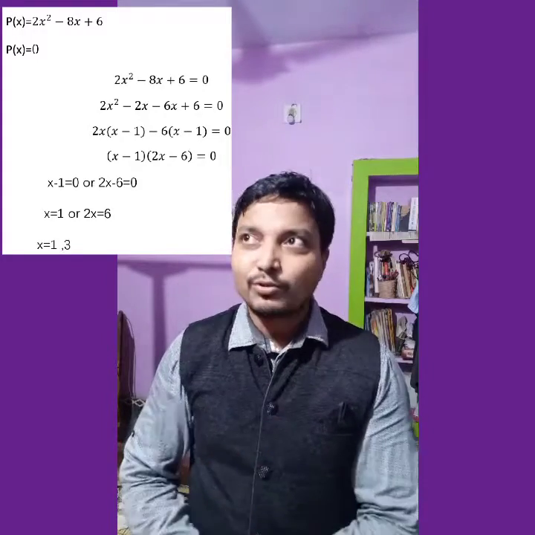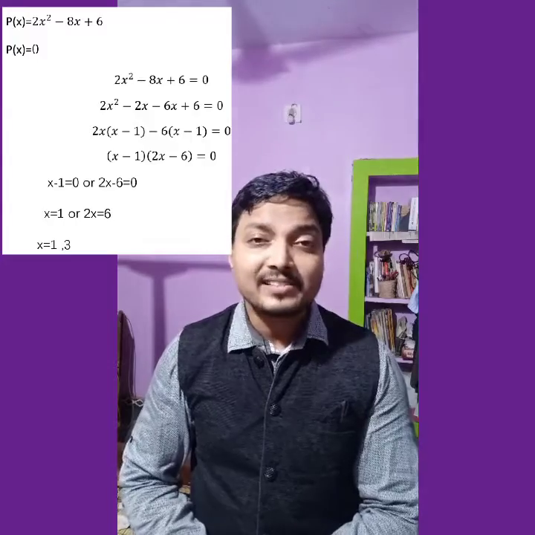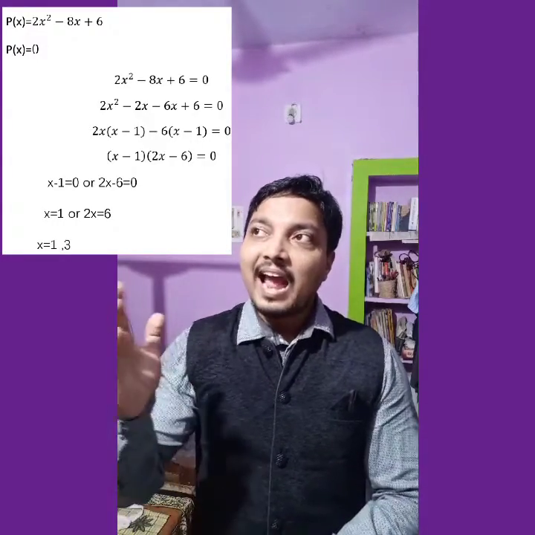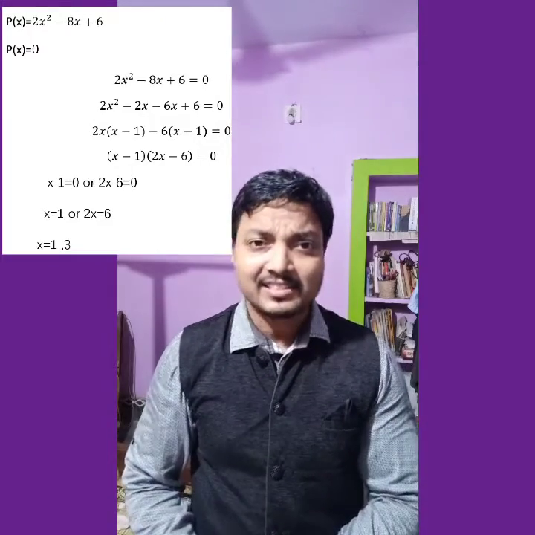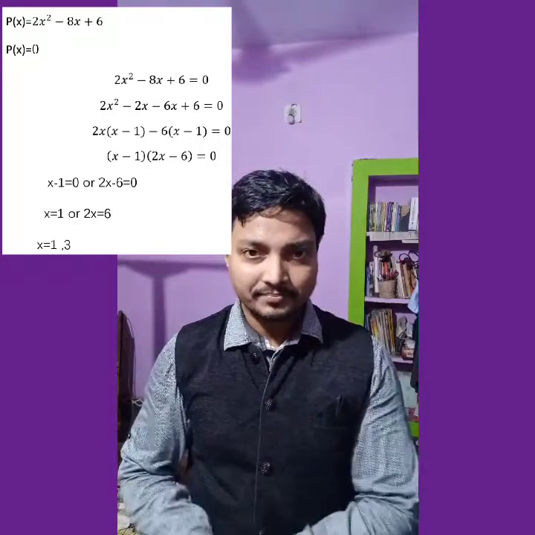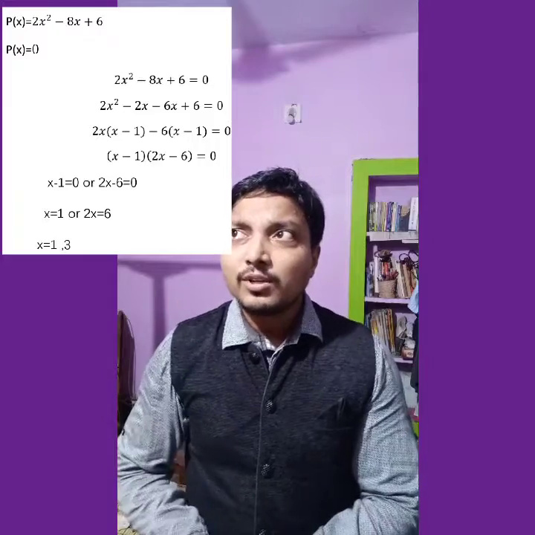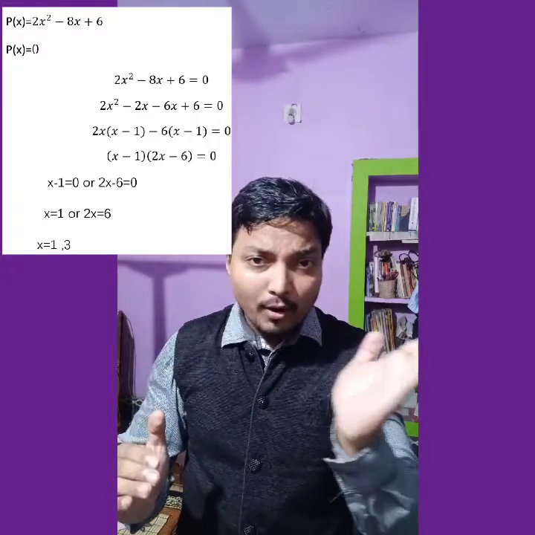Whenever I take 2x as common from the first two terms, within the bracket I get the non-common term, x minus 1. In the same way, from the third and fourth terms, whenever I take minus 6 as common, within the bracket I also get the same x minus 1 as the non-common factor, which is equal to 0. So now the equation has four terms in the left side.